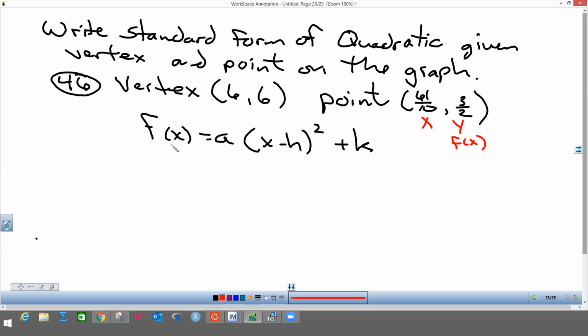So when I do this, my f of x is 3/2, so I'm going to put 3/2 over here. This a is what I'm looking for, so it stays a. This is my x value right here, so I'm going to put 61 over 10 in here, and then minus h. Well, this is h right there, so it's minus 6. If that would have been negative 6, this would be plus 6. And then I get plus my k, which is 6 over here.